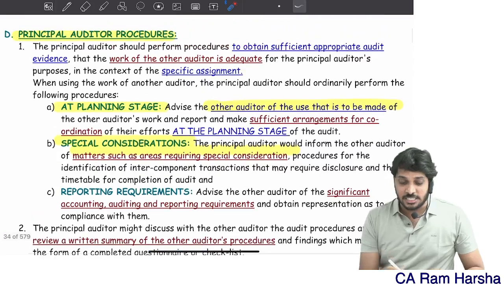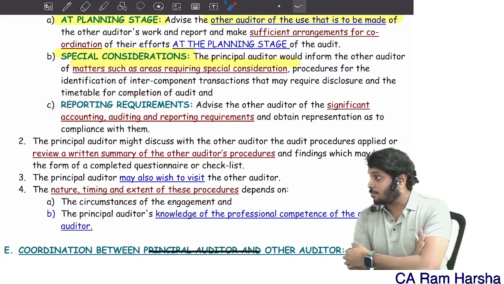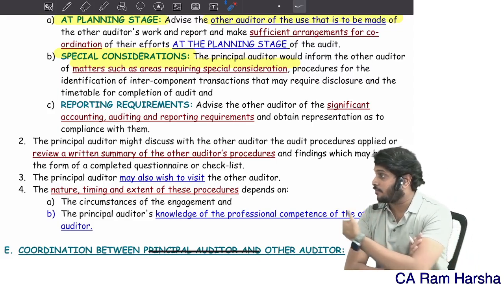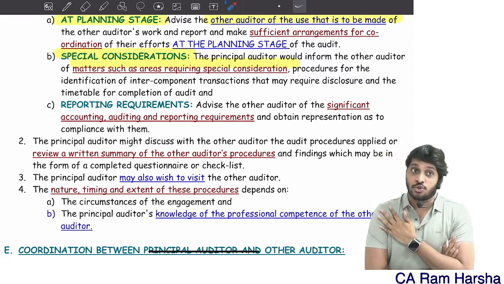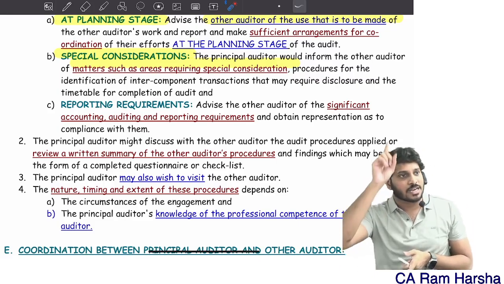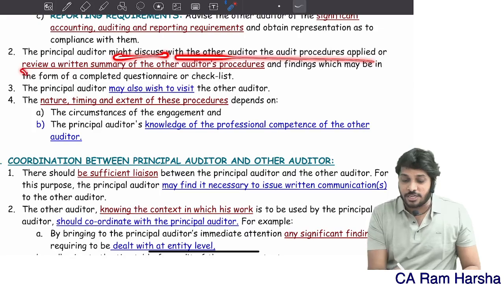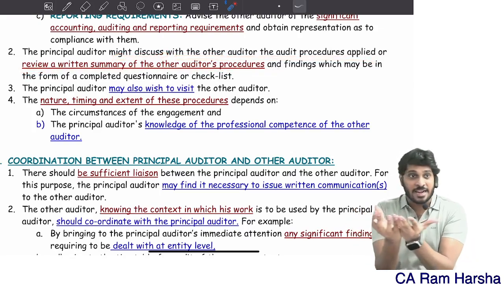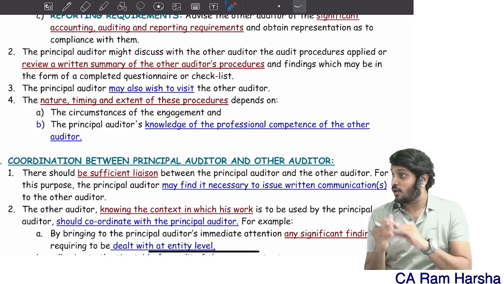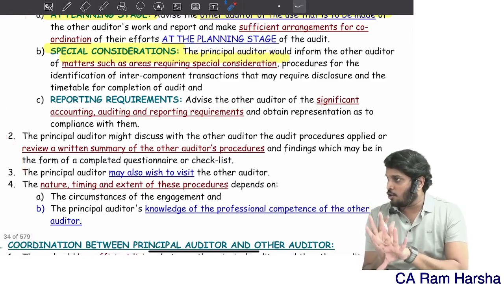Now, at the planning stage itself, the principal auditor should tell the other auditor what reporting requirements apply. Because other auditors may not be aware of CARO applicability, other auditors may not be aware of IFC reporting applicability. So as a principal auditor, I should know what reporting requirements are applicable for the company, so that the branch auditors also follow the reporting requirements, correct? Then, what else can the principal auditor do? He might discuss with the other auditor what procedures to be applied, and I can ask him for a review. I can review a written summary of what all he did. And I may visit the other auditor also. The standard gave me a right. Nature, timing. Now tell me how far I interact with him, how far I discuss with him.